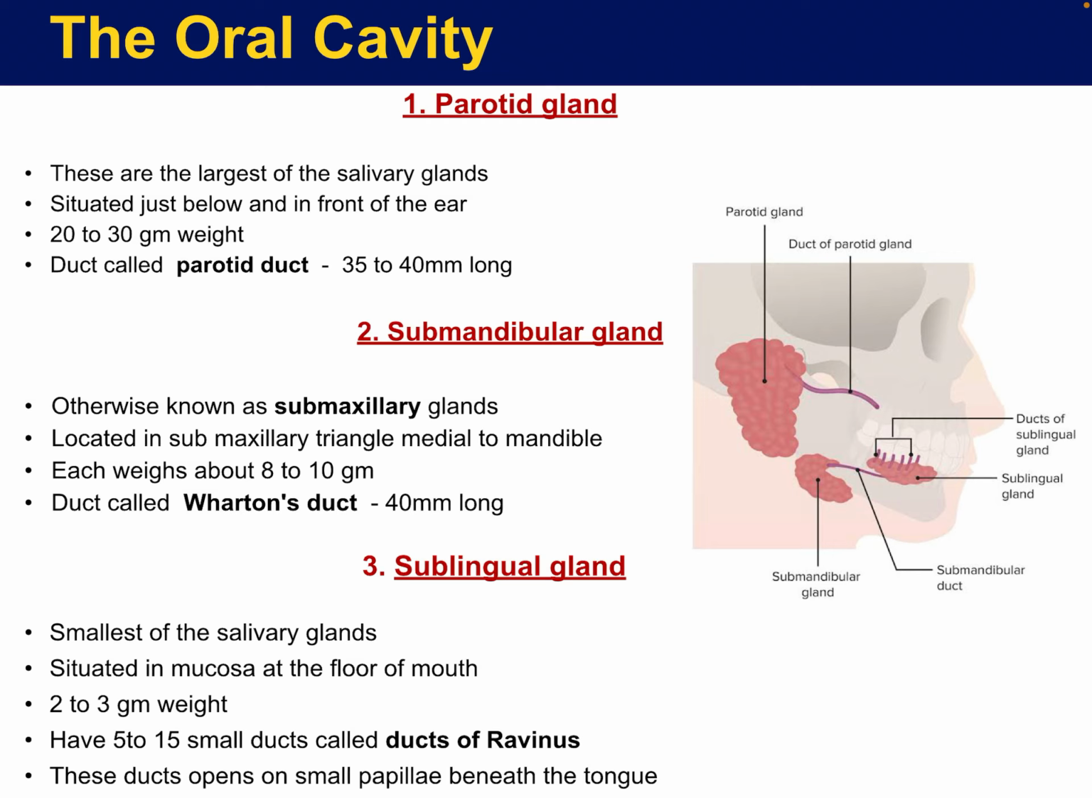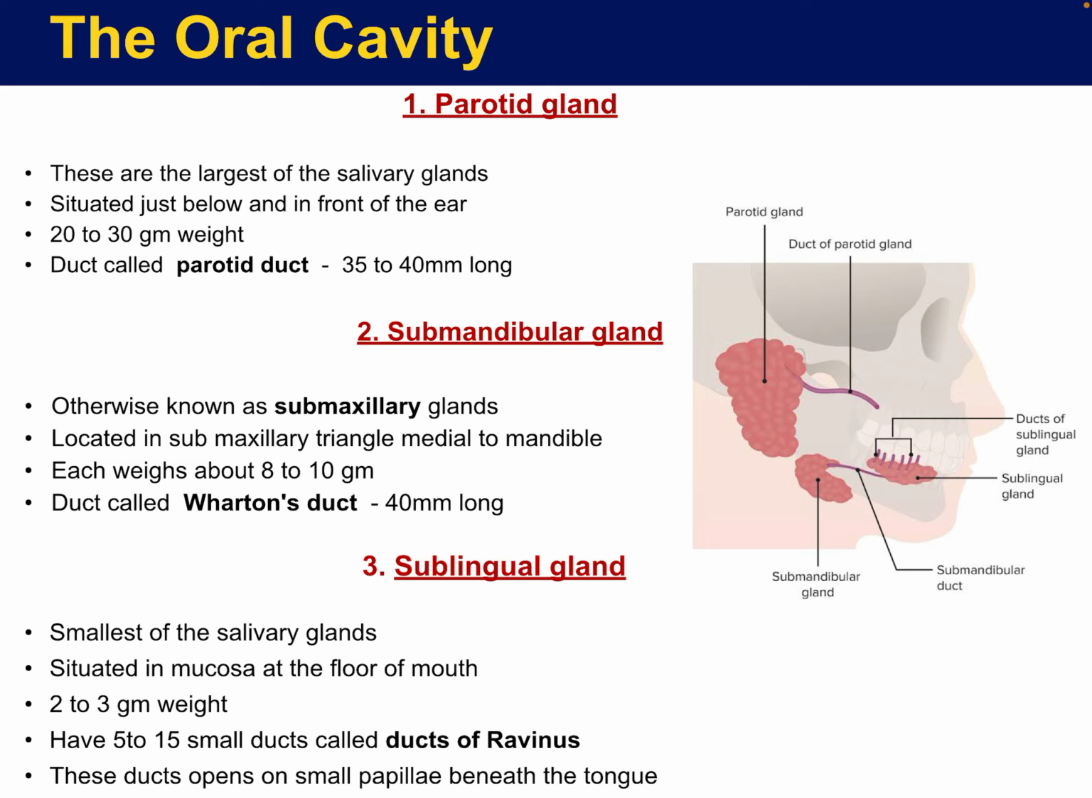The next major salivary gland is sublingual gland. Sublingual glands are the smallest salivary glands, situated in the mucosa at the floor of the mouth. Each gland weighs about 2 to 3 grams. Saliva from these glands is poured into 5 to 15 small ducts called ducts of Rivinus. These ducts open on small papillae beneath the tongue.